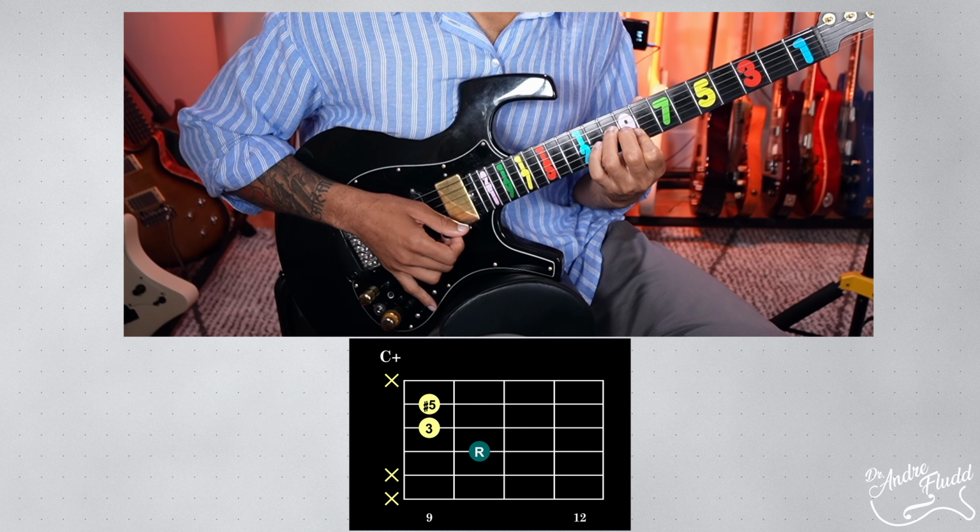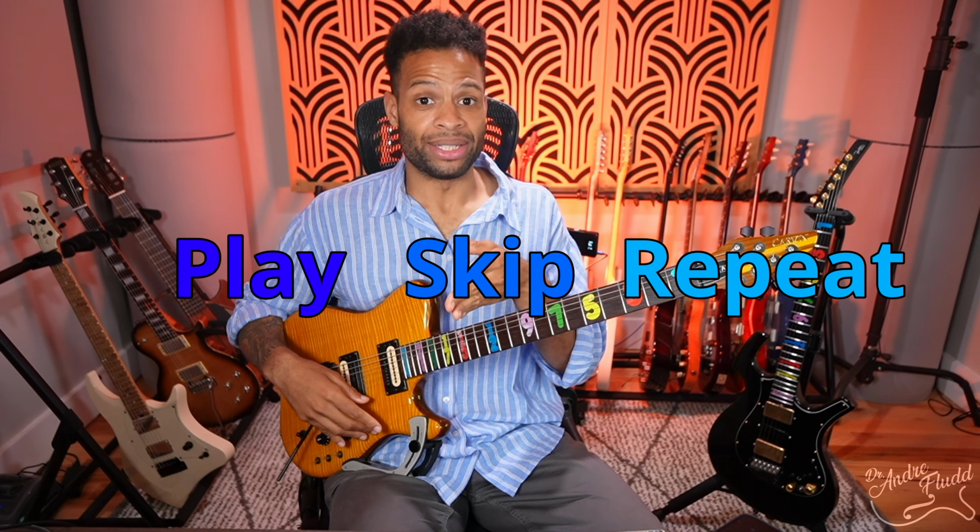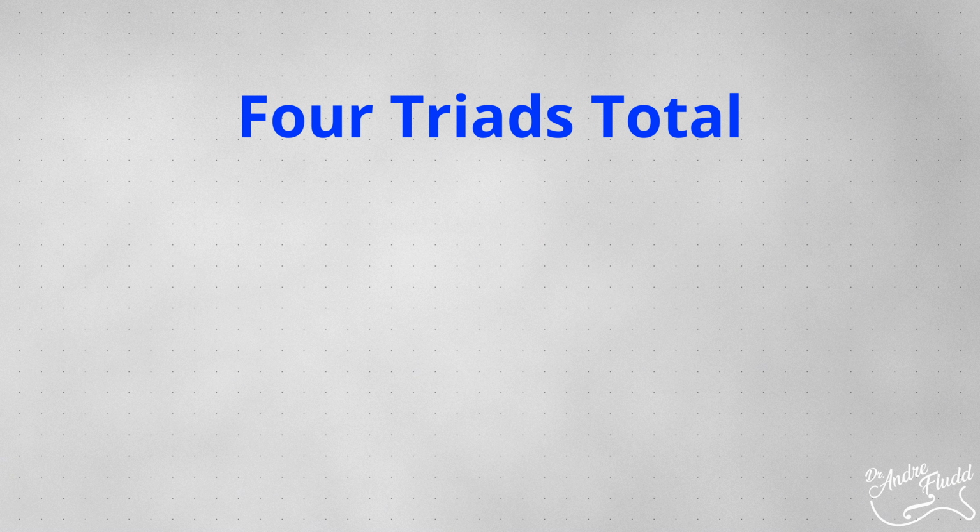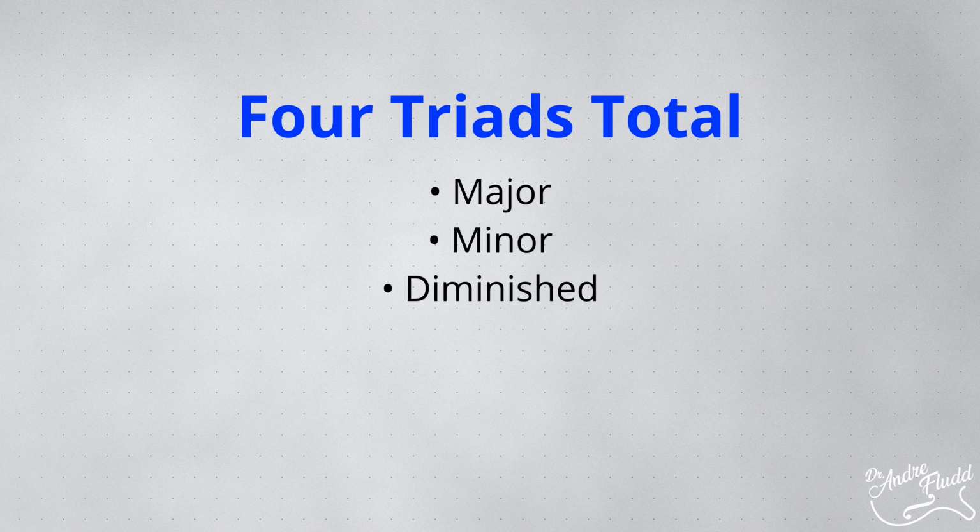To augment means to increase. Quick recap number 1. So far we've built every chord using the same system. Play, skip, repeat. That gave us 3 triads, but we also have a 4th because there are 4 triads total: major, minor, diminished, and augmented.